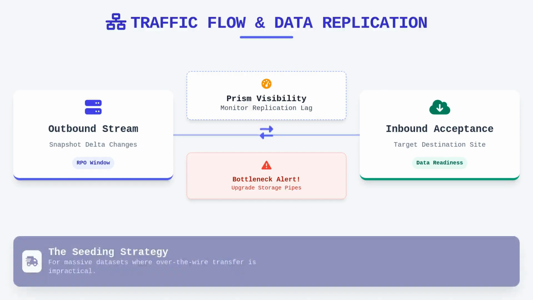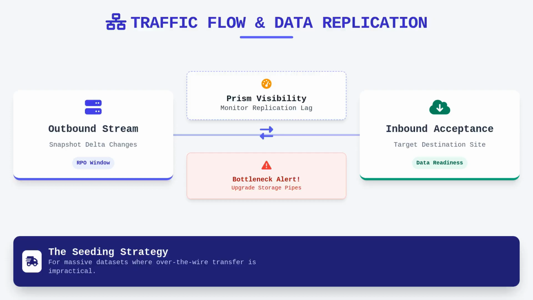During the initial deployment of a replication schedule for massive datasets, you might encounter bandwidth limitations that make an over-the-wire transfer impractical. This is where the concept of seeding becomes invaluable, as it involves manually transporting an initial baseline copy of the data to the destination, often via a physical data mover.